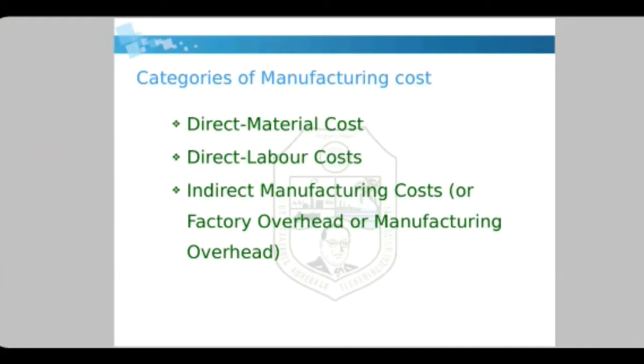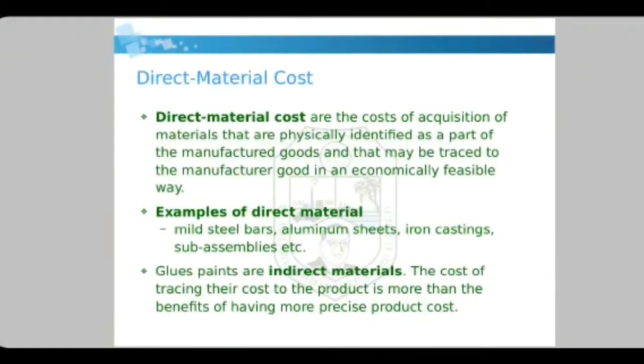Now categories of manufacturing cost. So direct material cost, direct labor cost, indirect manufacturing cost, or factory overhead or manufacturing overhead. So we will talk about it. Now direct material cost. So what does it have? Direct material costs are the cost of acquisition of the materials that are physically identified as a part of that manufactured good, and that may be traced to the manufactured good in an economically feasible way.